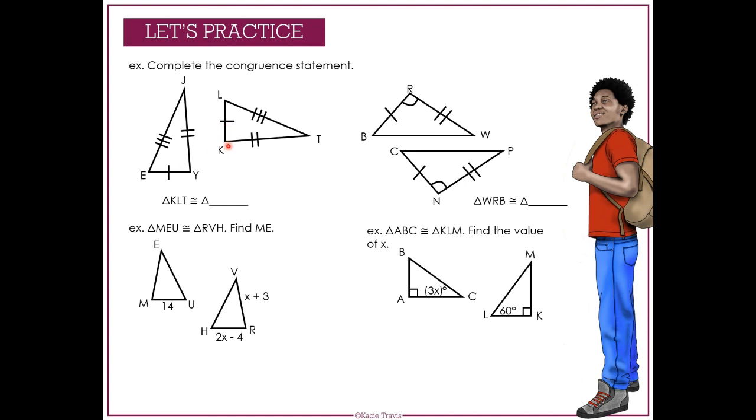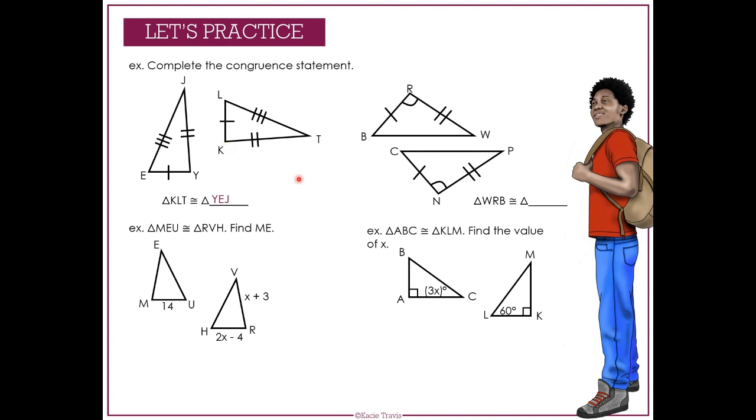Now, after I look at KL, if I go from L to T, that side has 3 marks. The side over on the other triangle that has 3 marks is E to J. And then just like how those two matched up, from J to Y will match up from T to K. So if we can go through in that same motion from KLT, we can say that this is congruent to YEJ. So we look at the markings, and then we can go through and say what is congruent to what and make up the rest of our name.